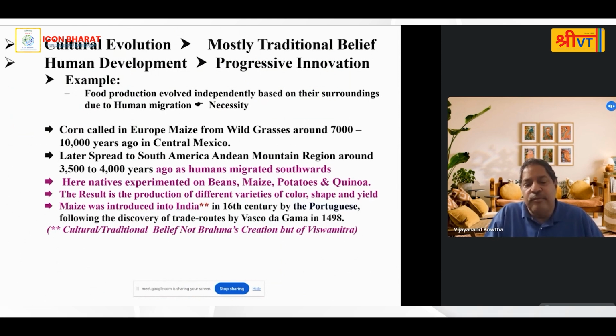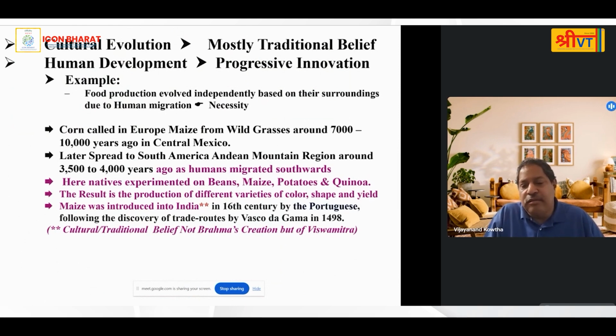Here, the natives were experimenting on beans, maize, potatoes, and quinoa. So it's all local entities that we call the 3 sisters in America, in the American lifestyle. Things that grow locally, the beans, the maize, and again, the sunflower, the wildflowers that bring in what is unique to the Americas, the Krauncha Dvipa. The result is the production of varieties of color, shape, and yield.